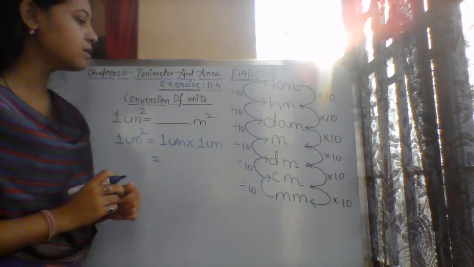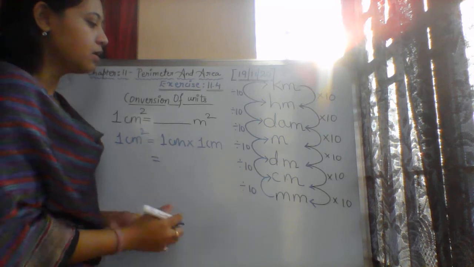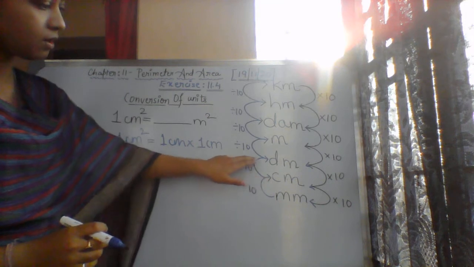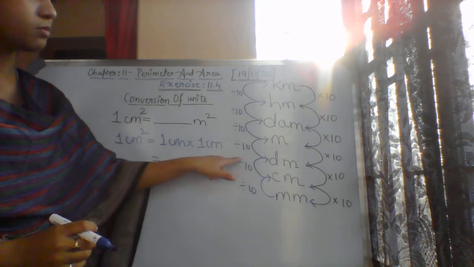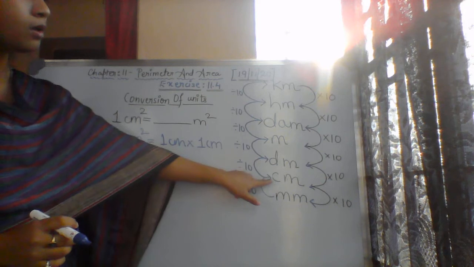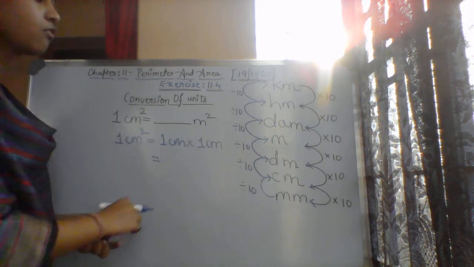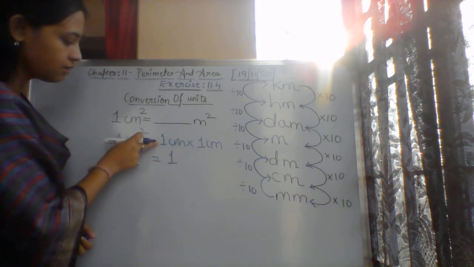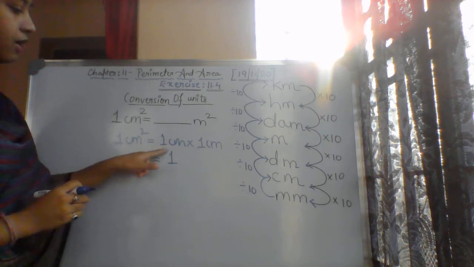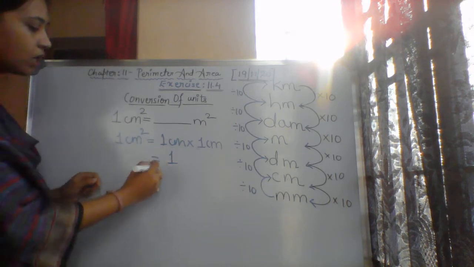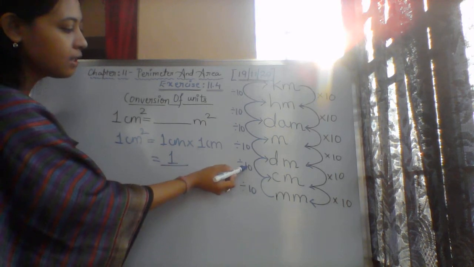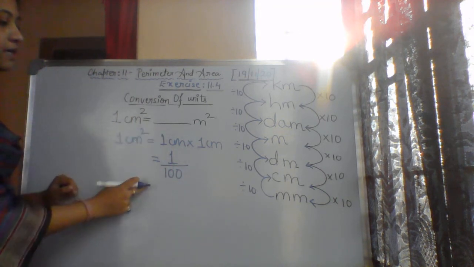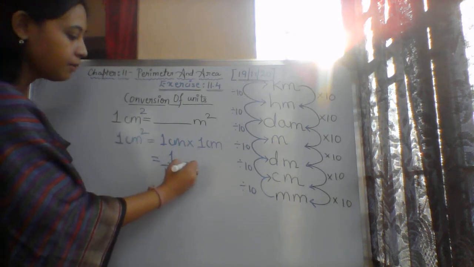So 1 centimeter equals to how much meter? Centimeter to meter, we are making two jumps, and we are going from smaller unit to bigger unit. So divide by 10. So 1 divided by how much? 10 into 10, 100. So 1 centimeter equals to 1 by 100 meter.